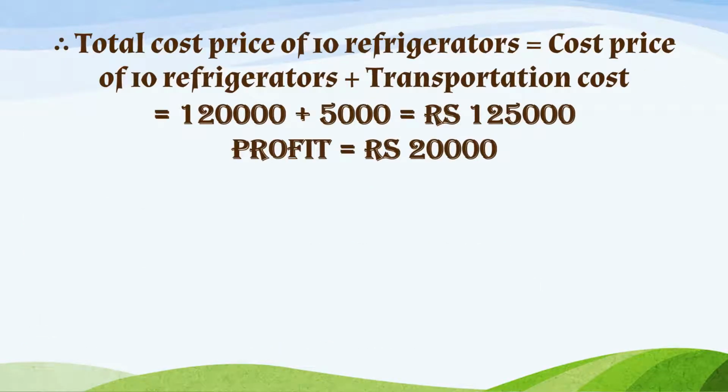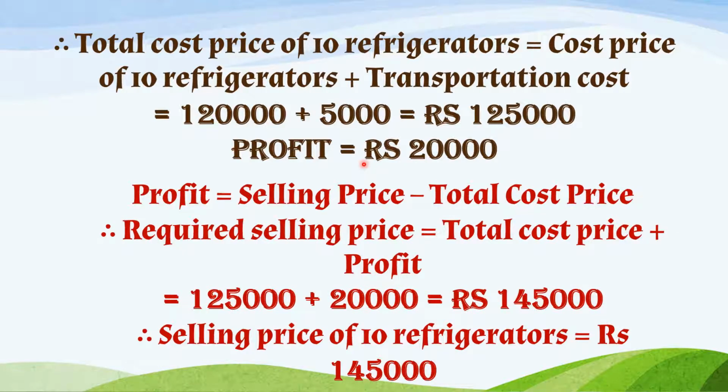Total cost price of 10 refrigerators is equal to cost price of 10 refrigerators plus transportation cost. So cost price of 10 refrigerators is 1,20,000, and transportation cost is 5,000. So 1,20,000 plus 5,000, you will get 1,25,000. So the profit that we want is 20,000.